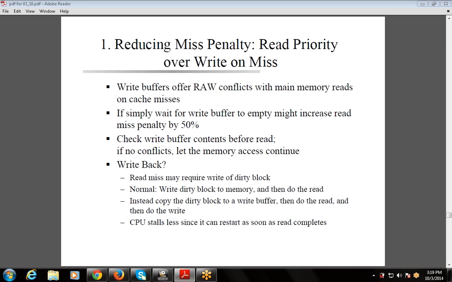This point says give priority to the read operation instead of the write operation when there is a miss, that is, when the data is not available in the cache memory.